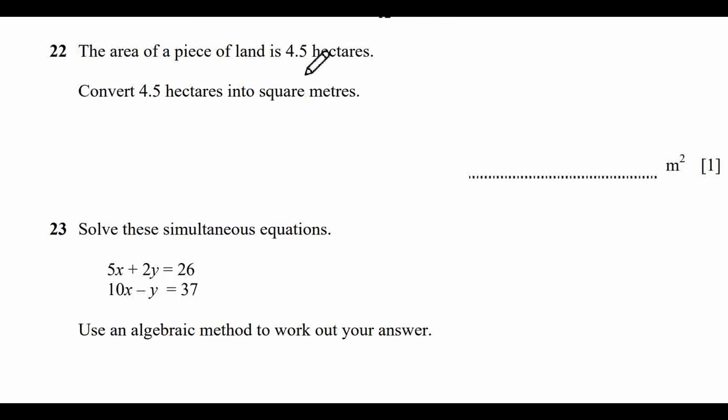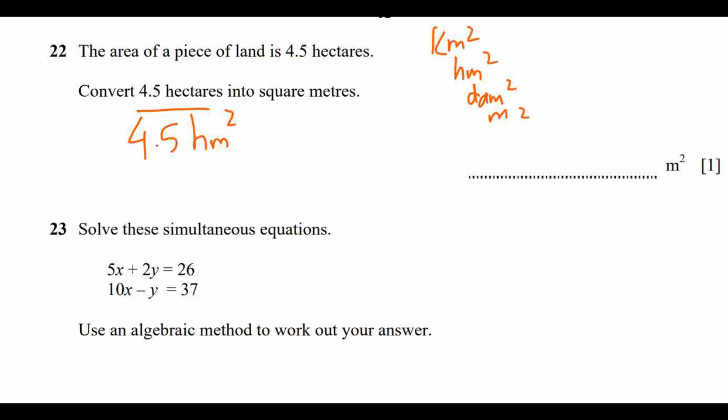So next number is the area of a piece of land is 4.5 hectares. Convert 4.5 hectares into square meters. So hectares is equal to 4.5 hectometer square, and in a unit we have kilometer, hectometer, decameter, and meter. So it is square, we put the square here, and in one interval if we move down it times by 100 because this is square.